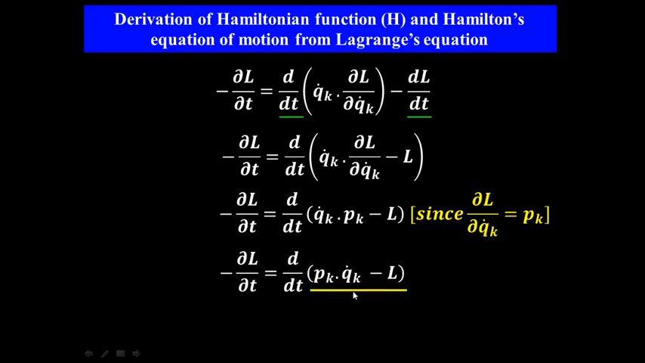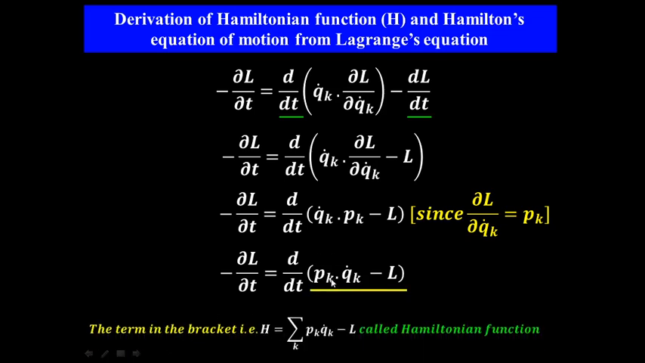So this term in the bracket, that is H is equal to summation over k pk into qk dot minus L, is known as the Hamiltonian function. So we have reached the Hamiltonian function from Lagrange's equations. We have derived the Hamiltonian function from Lagrange's equation. Now our second aim is to derive Hamilton's equations of motion, that is the Hamiltonian canonical equations, from Lagrange's equation. From Lagrange's equation we have reached H. Now using H we will derive Hamilton's equations of motion.